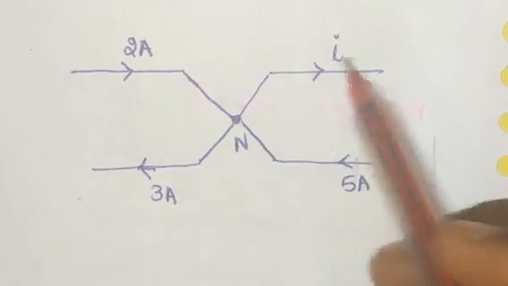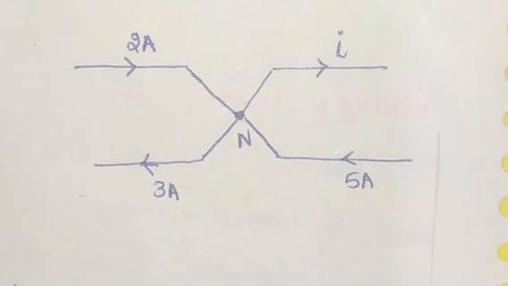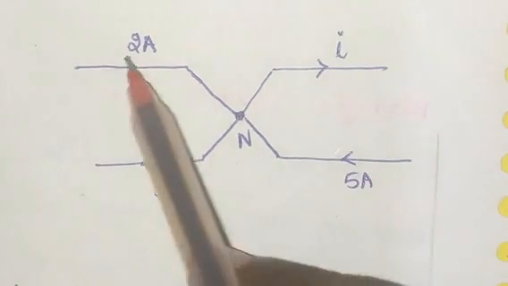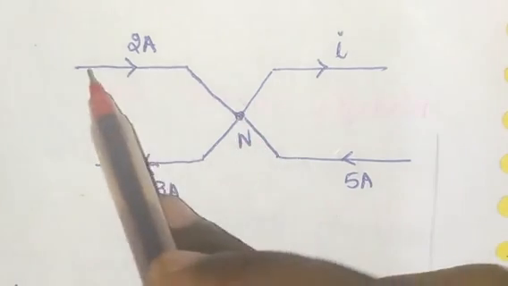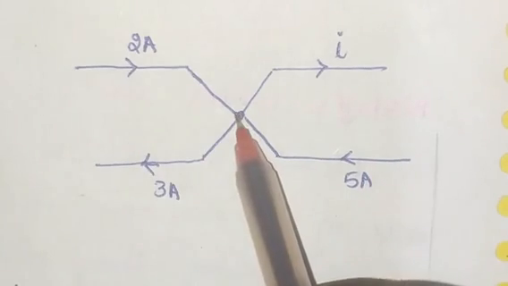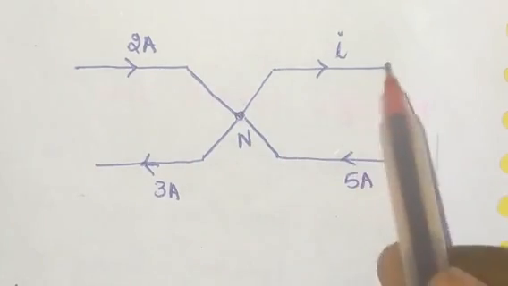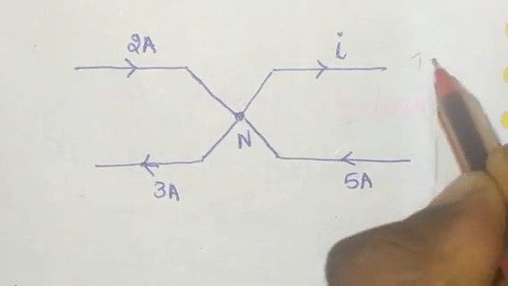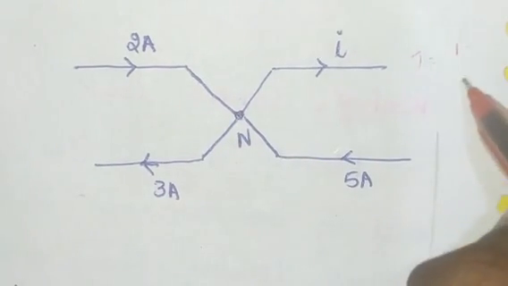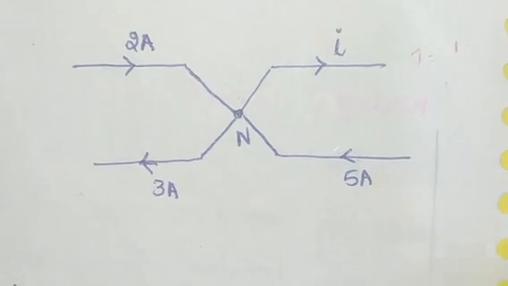Try to find the I value here. Very simple. By KCL, the sum of the currents entering this node is equal to the sum of currents leaving the node. What are the currents entering? 2 ampere and 5 amperes are entering, so 7 is equal to the leaving currents, I plus I3. So 7 equals I plus 3, and I is equal to 7 minus 3, that is 4 ampere.